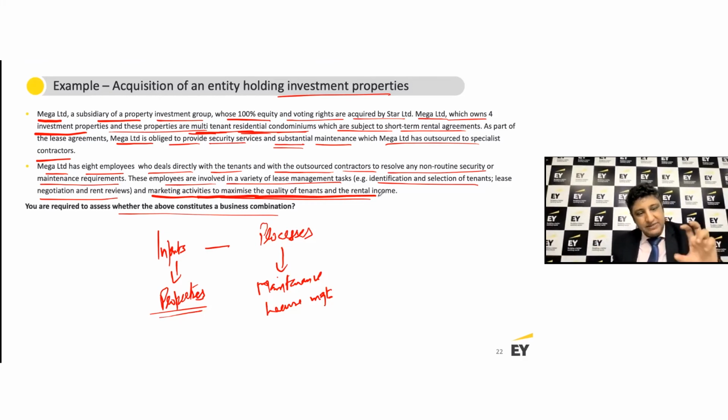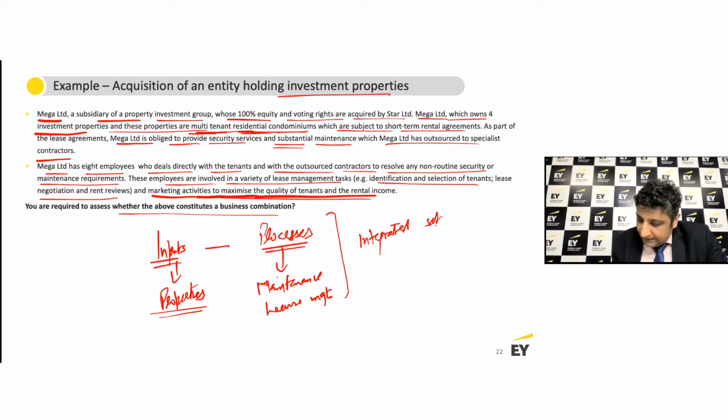Okay, and when you start building that part, the process and inputs, they are aligned as an integrated set of activities, right? So they're aligned as an integrated set of activities, which simply means that this would be clearly an example of a business combination, right?